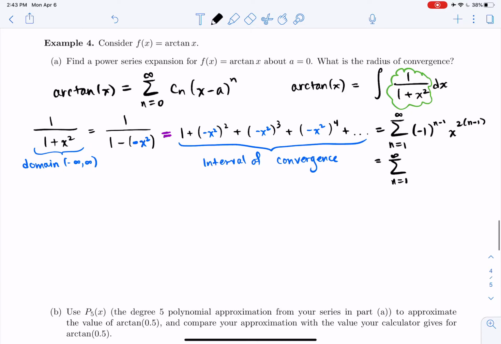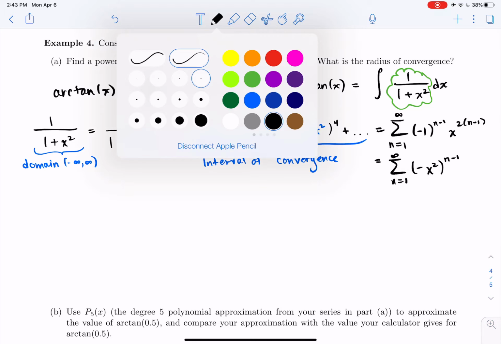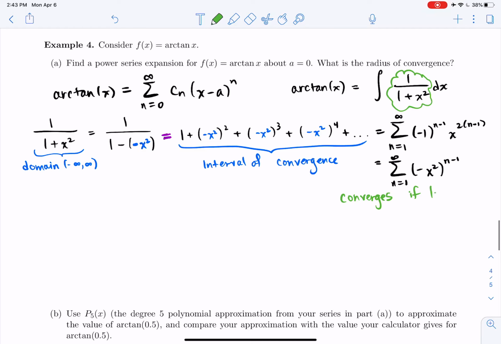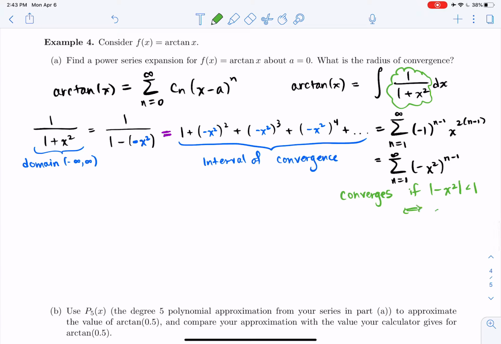So this series can be reduced as negative x squared to the n minus 1 power. We basically just combined the negative 1 and the x squared to both be to the common power of n minus 1. So this is geometric and it has common ratio negative x squared. For it to converge, it needs the common ratio to have magnitude less than 1. Well, when is the magnitude of minus x squared less than 1? It's less than 1 if x squared is less than 1, which is valid if the magnitude of x is less than 1.